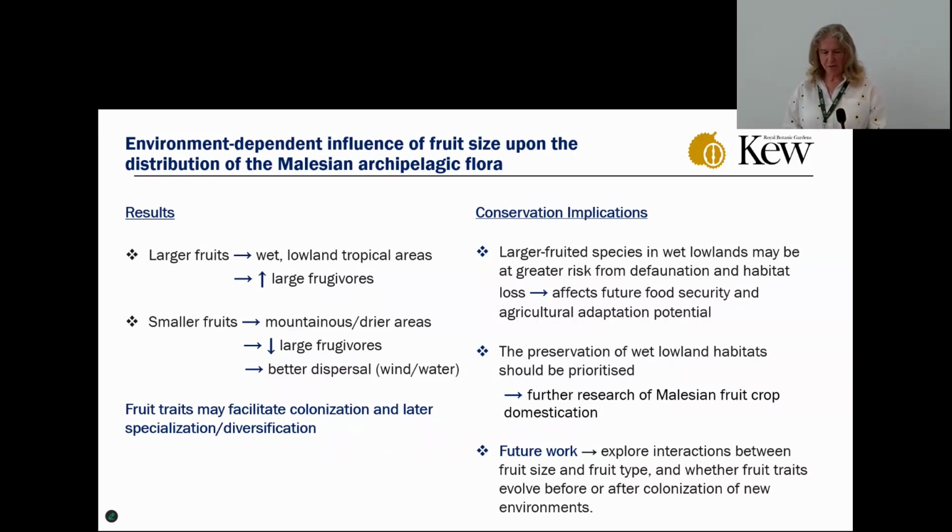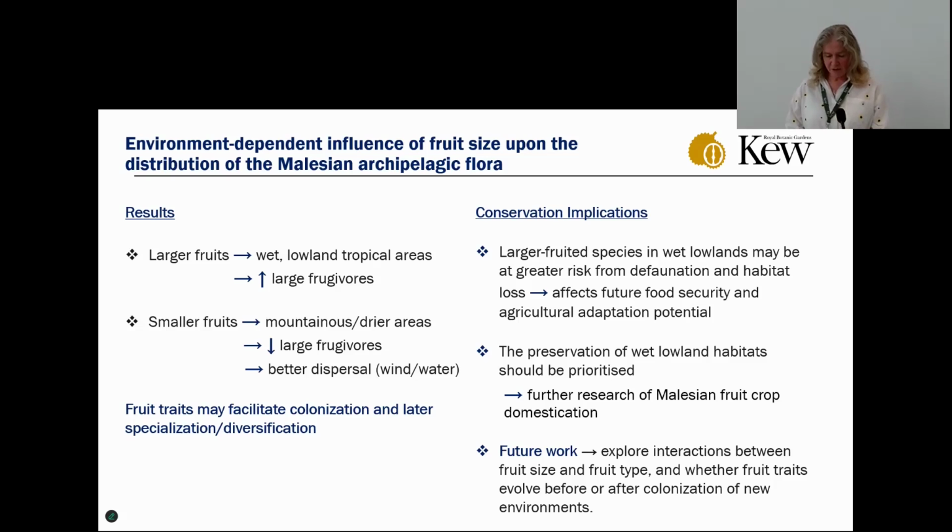So overall, we found fruit size is a significant predictor of plant distribution, but only when considered alongside environmental variations like precipitation and elevation. And this has implications for conservation. Large fruited species could be more vulnerable to defaunation, the loss of those large animal dispersers, and human encroachment and habitat loss, especially in those productive wet tropical environments. And this makes it important for the preservation of wild relatives of economically important fruit trees to prevent the diminishing of genetic resources, which will be crucial for breeding those climate-resistant crops we might need.